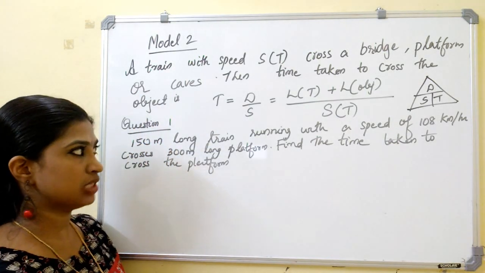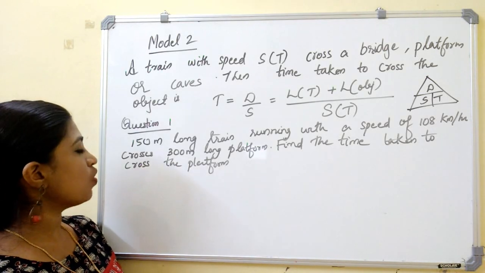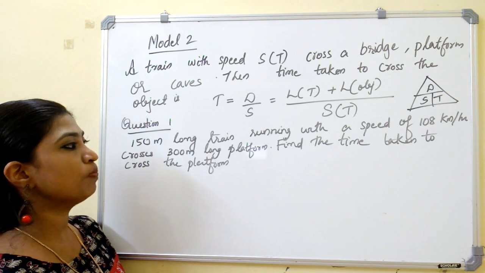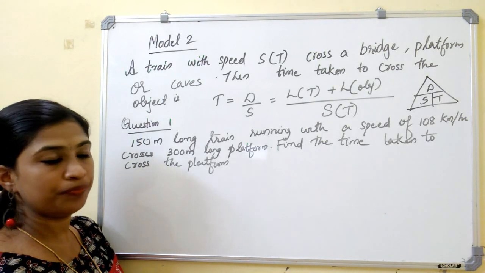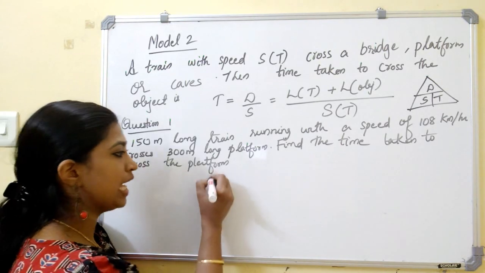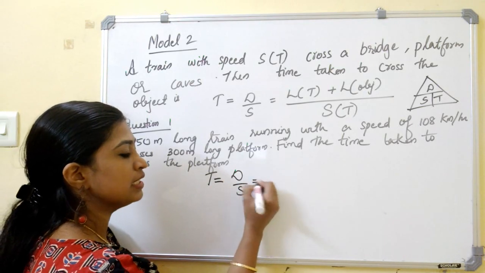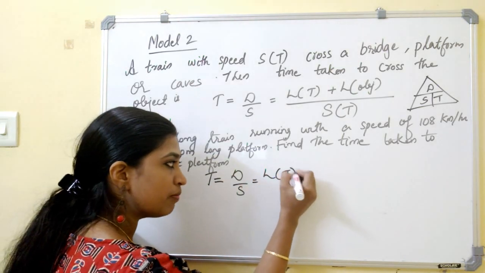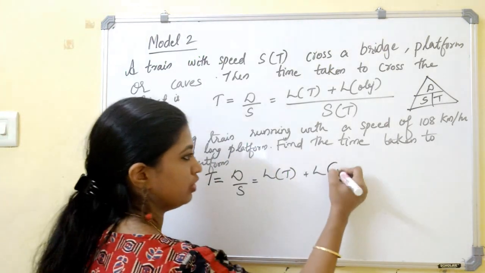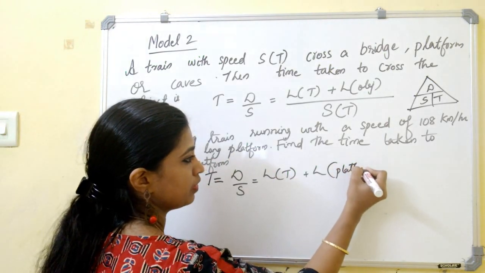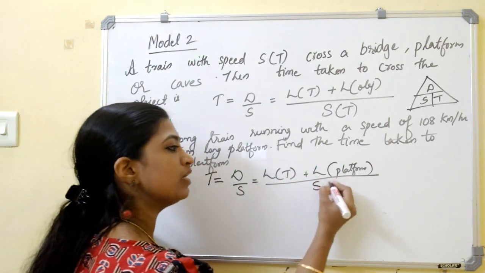A 150 meter long train running with a speed of 108 km per hour crosses a 300 meter long platform. Find the time taken to cross the platform. So we are asked to find the time taken to cross the platform. Time is equal to distance by speed. Distance is length of the train plus length of object. Here the platform is the object, so length of the platform, divided by the speed of the train, as the platform is stationary.